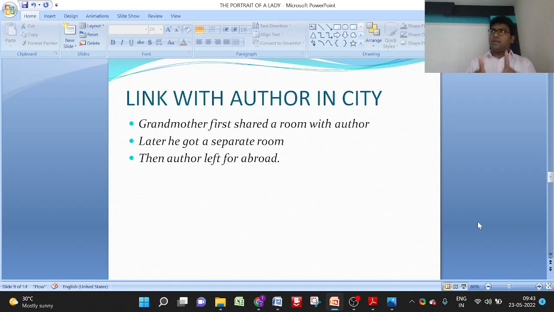Now, one point comes when the link with the author in the city changes. The grandmother first shared a room with the author, later he got a separate room. He means definitely Khushwant Singh. Then the author left for abroad. And again, there is a turning point.